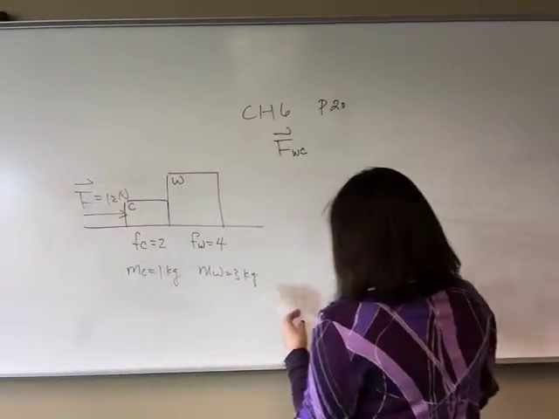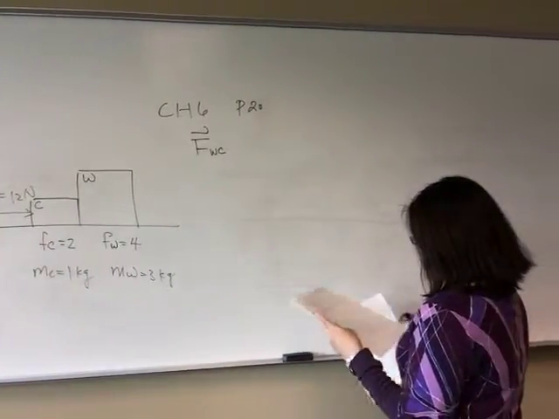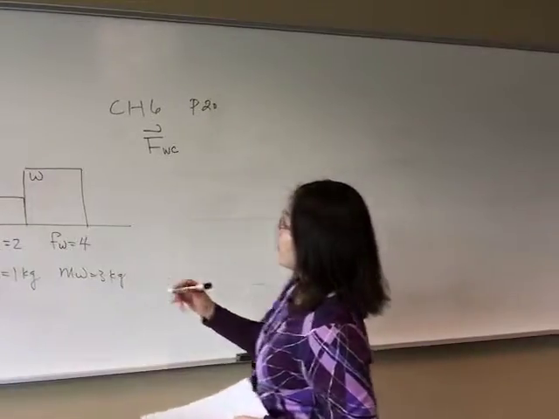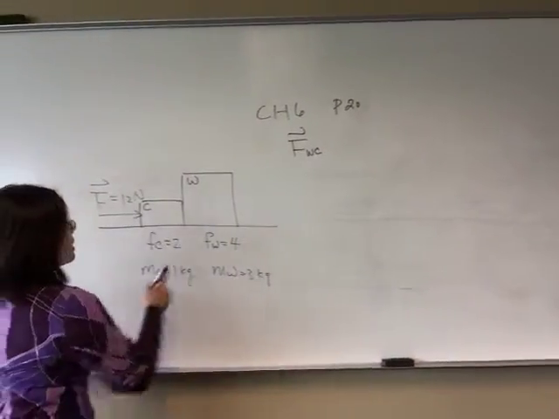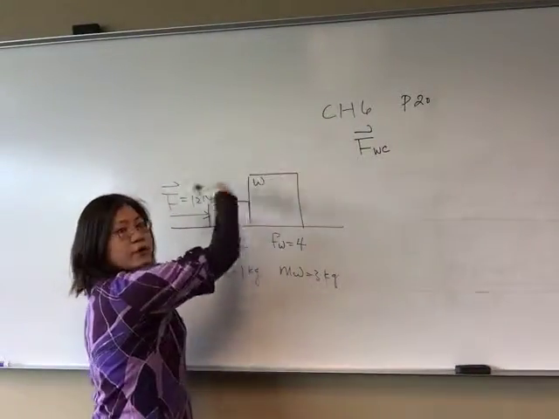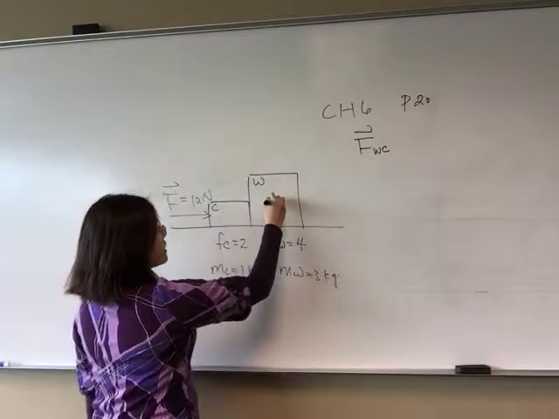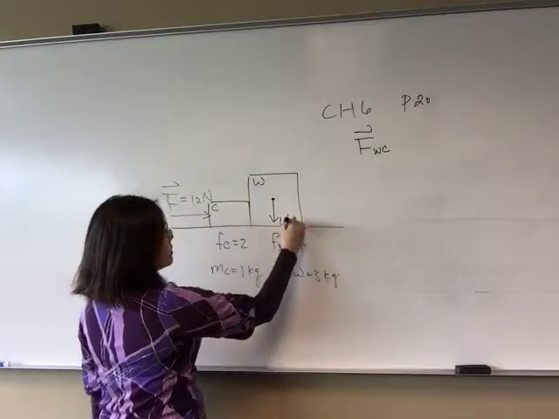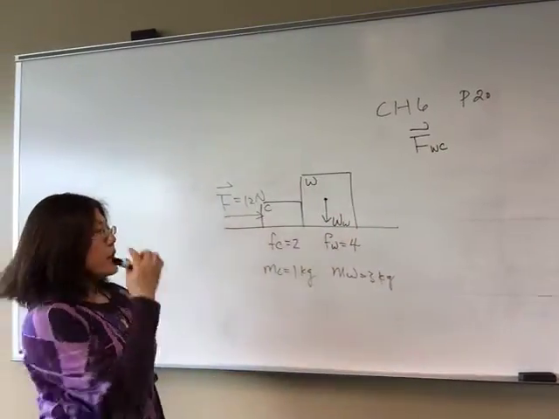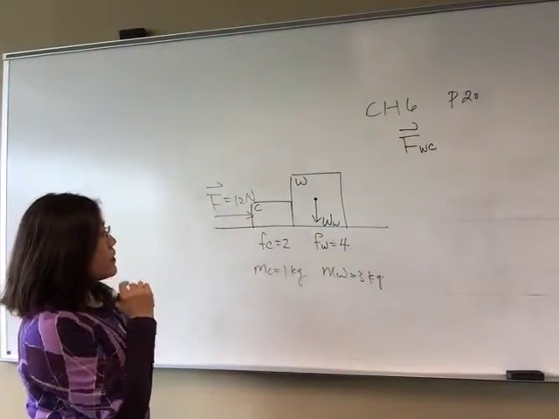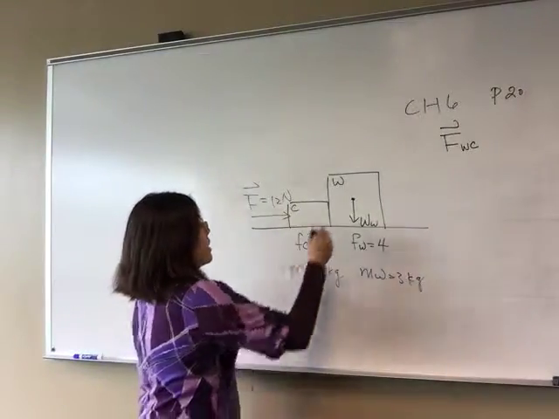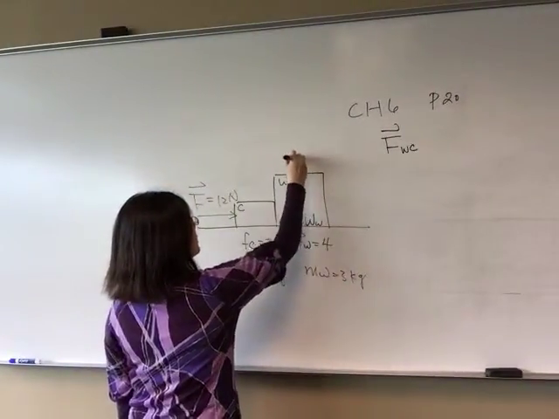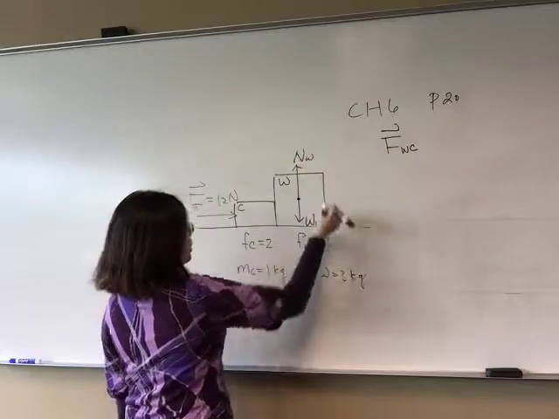So how do we do this problem? We need to draw the free body diagram. Let's look at this Wheaties box. Just focus on this. We know that there's gravity, so we call that WW, the weight of the Wheaties, and there's a normal force that's pointing upward, so we call that NW.